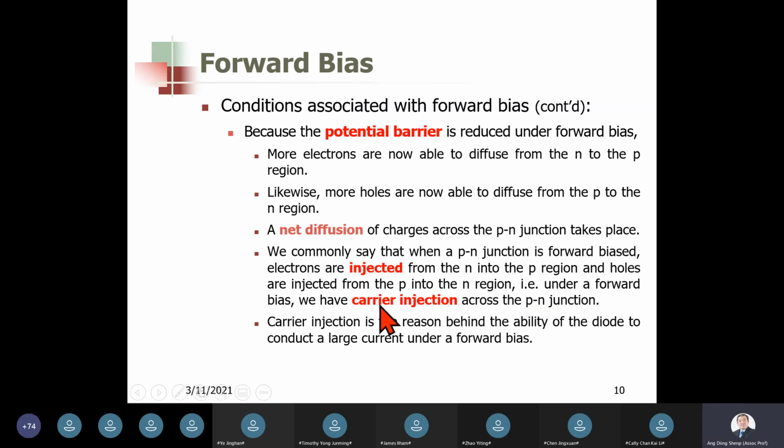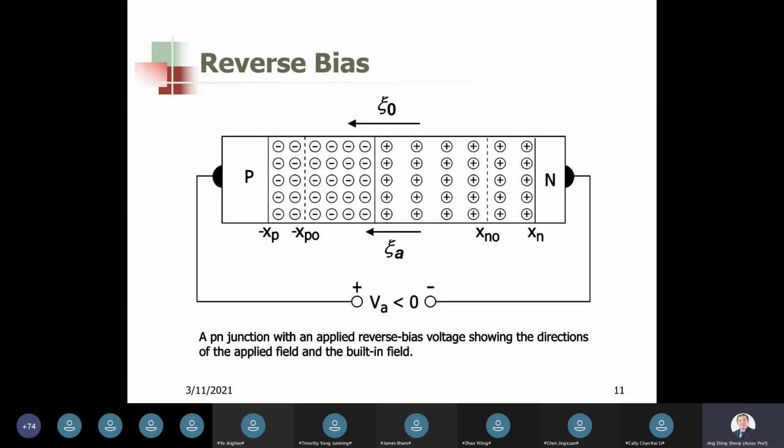All right, now since the carriers that are injected across the junction are majority carriers and they are very high in concentration, right, the diode conducts a large current under forward bias, okay? Now, so let's see what happens under reverse bias.